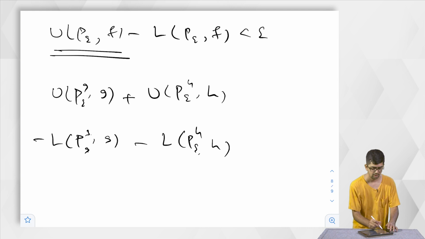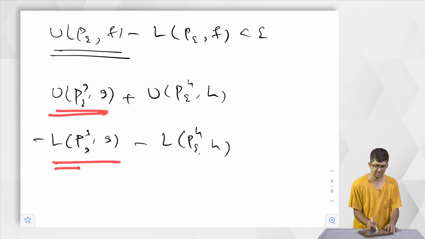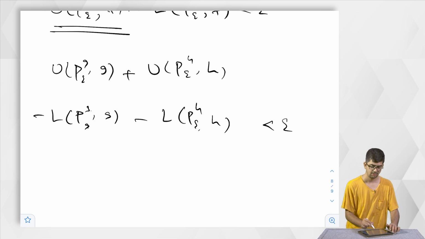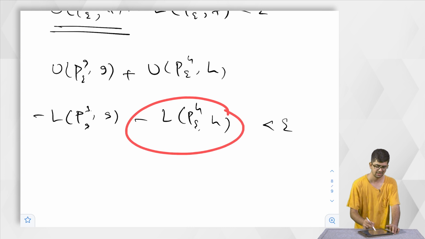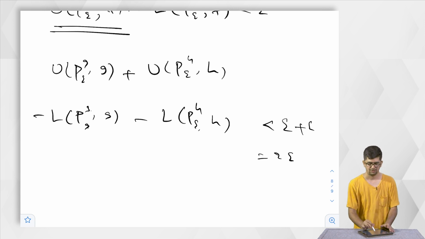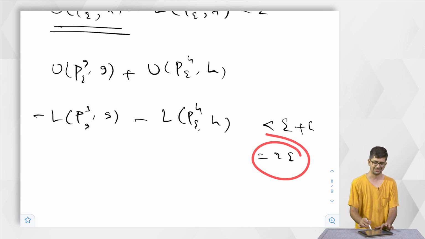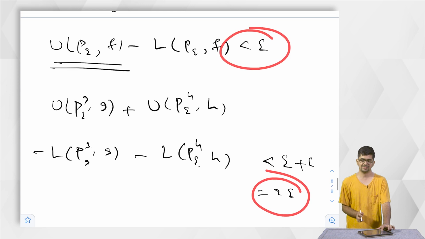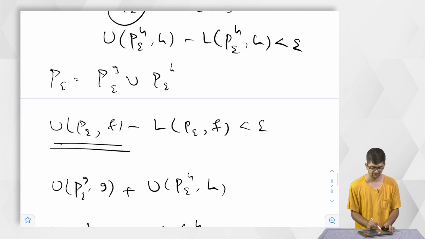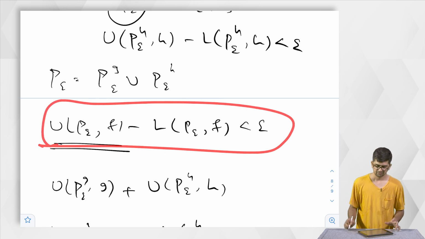So this thing is actually this thing. What we know is the following: U(P g) minus L(P g) is less than epsilon. There is one more thing: U(P h) minus L(P h) is less than epsilon. So the total is less than 2 epsilon. And we know 2 epsilon is as good as epsilon. So given epsilon positive, we got this inequality.